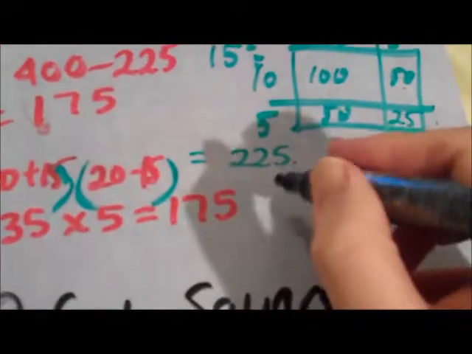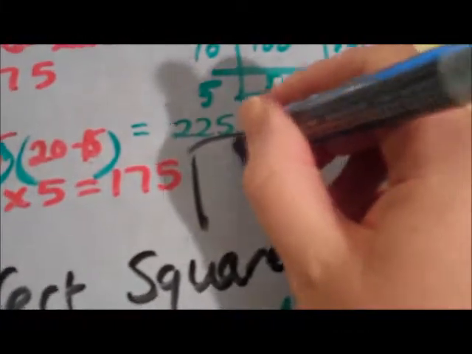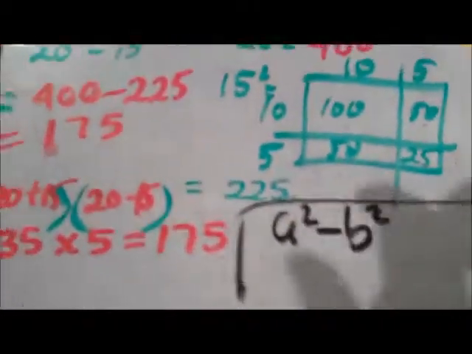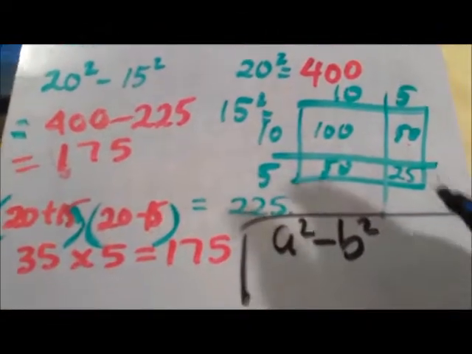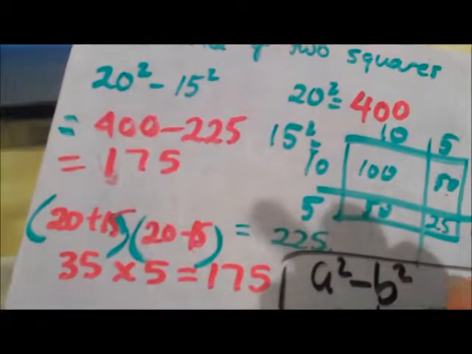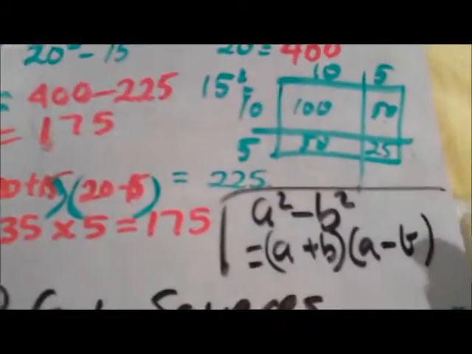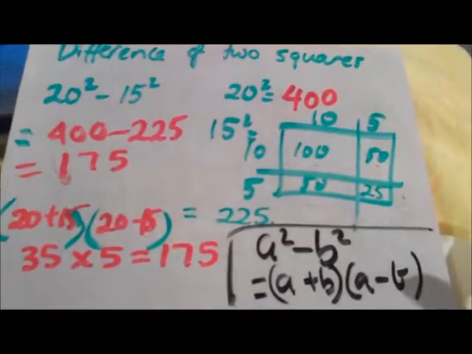So we've got, let me just make a thing here, a squared minus b squared. So a is your bigger number and b is your littler number. So here I've got 20 and 15. That equals a plus b, a minus b, every single time. And that's just the way the pattern works.